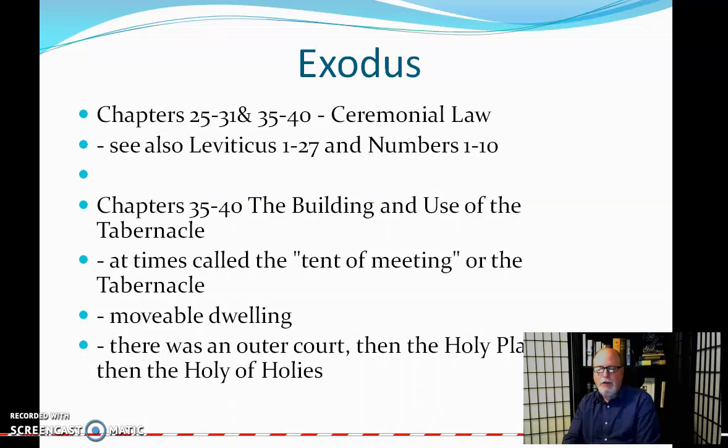At times called the tent of meeting, but it was a movable dwelling with an outer court, holy place, and holy of holies. That gets us quickly through the book of Exodus. Again, you see the major divisions that are found there, the major movements of the Israelite people, the startup in the first part of the book, the deliverance, and then the time at Sinai, and the latter part of the book detailing the tabernacle and the use of the tabernacle.